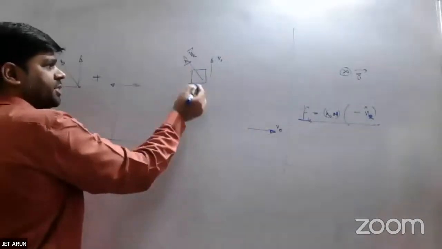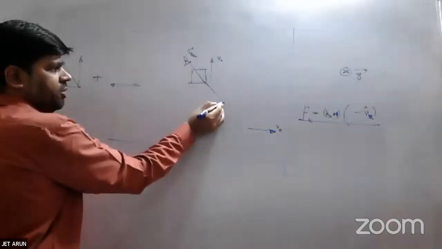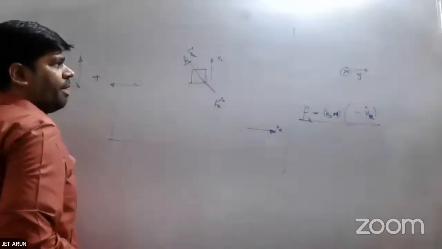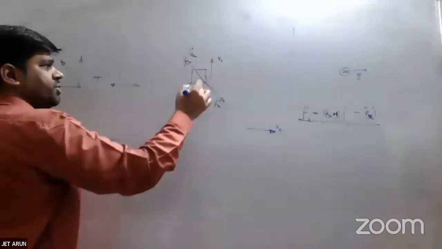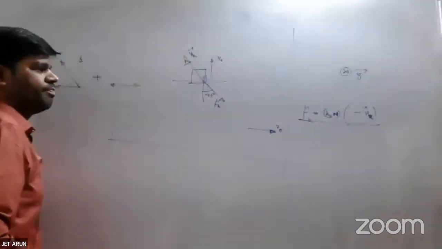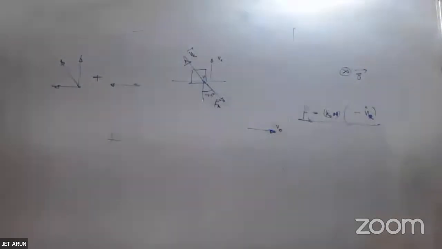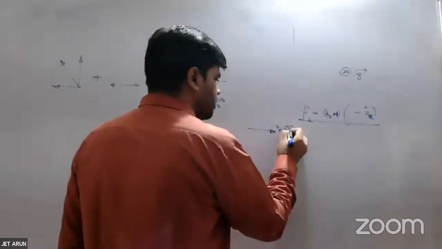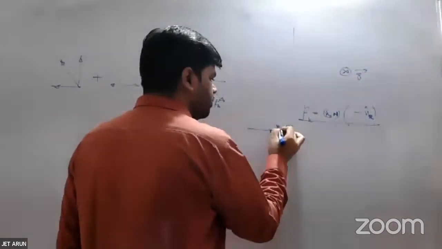If V_R bar is in this direction, my friction will be exactly opposite to V_R cap. So F_K cap is opposite to this direction. So this is making an angle of 45 degrees with the vertical. You all agree with this? Yes, sir. Now let us say it is V naught root 3.